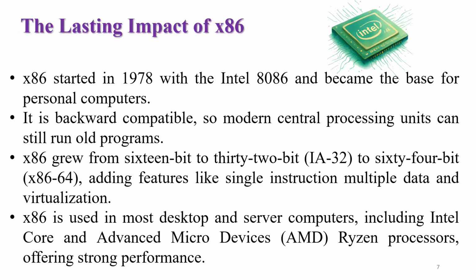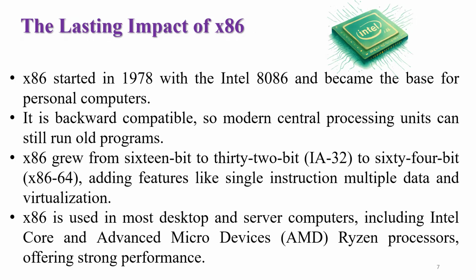The most successful CISC architecture is x86. It started with Intel's 8086 processor in 1978. Over time, it evolved from 16-bit to 32-bit, that is IA32, then 64-bit, that is x86-64. New features were added, for example SIMD, single instruction multiple data for parallel data operations, and virtualization for modern computing.